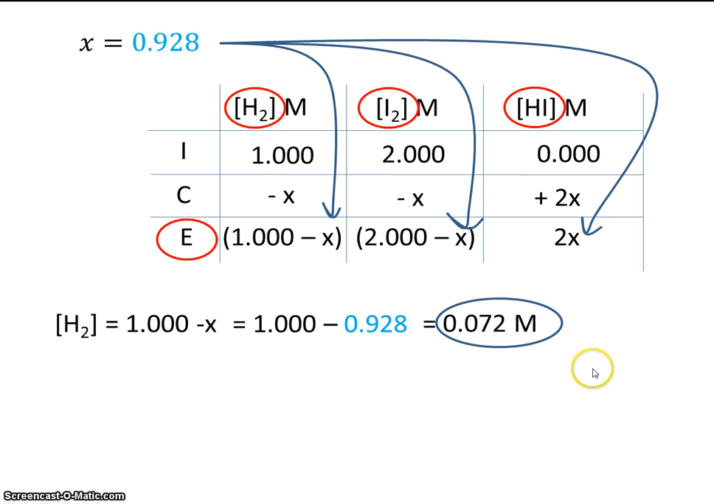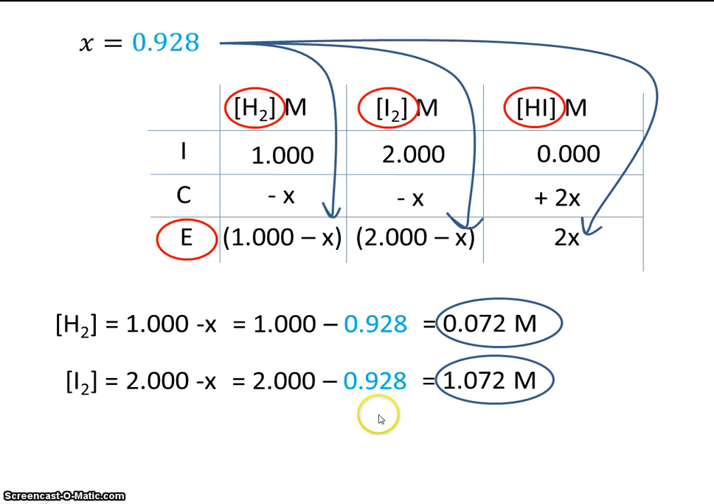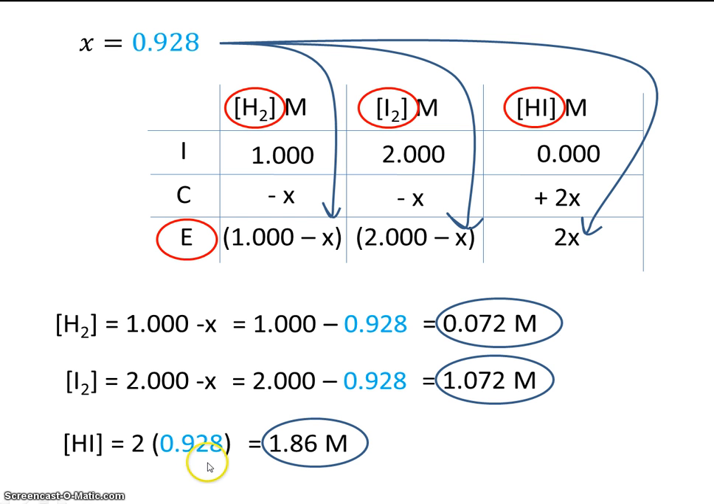Let's do the same thing for iodine. 2 minus x. So let's plug in 0.928 for x. This is the equilibrium concentration for iodine. And lastly, we know that hydrogen iodide is 2x. So 2 times 0.928. That's 1.86 molar. So these three values, these are the equilibrium concentrations.